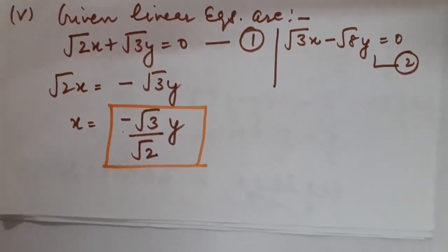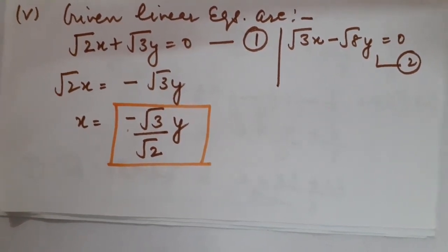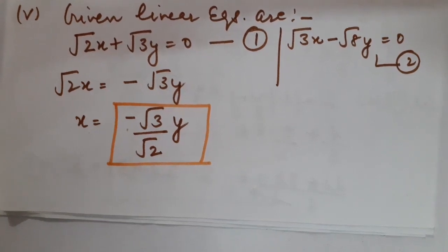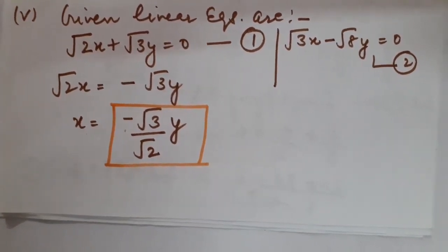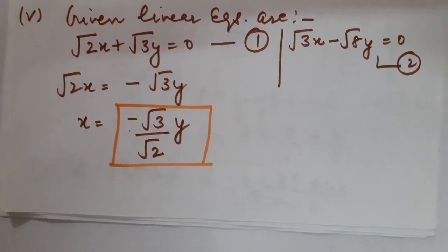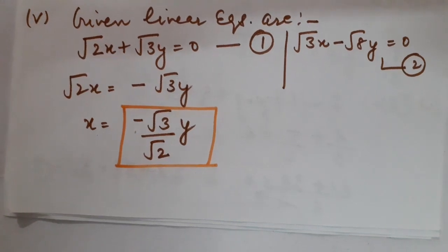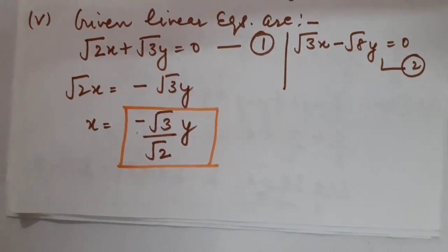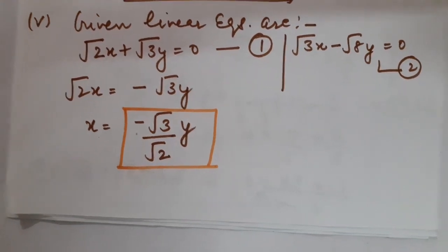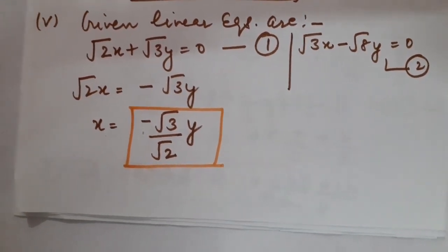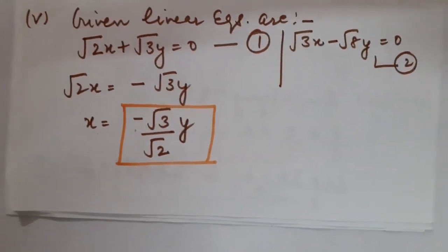So from the first equation, I am going to calculate the value of x, so that I can substitute this value of x in the other equation. So root 2x is equal to minus root 3y. Why minus? Because root 3y was written on the left hand side and it has been shifted to the right hand side, so definitely the sign will change. So x is equal to minus root 3 upon root 2 y.